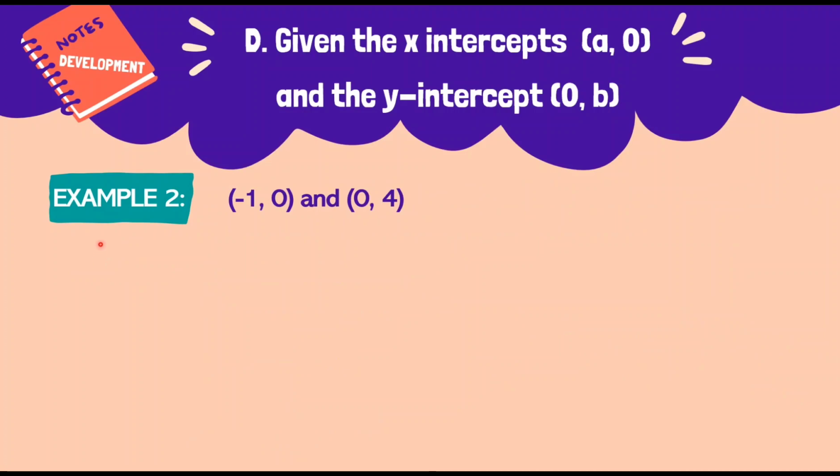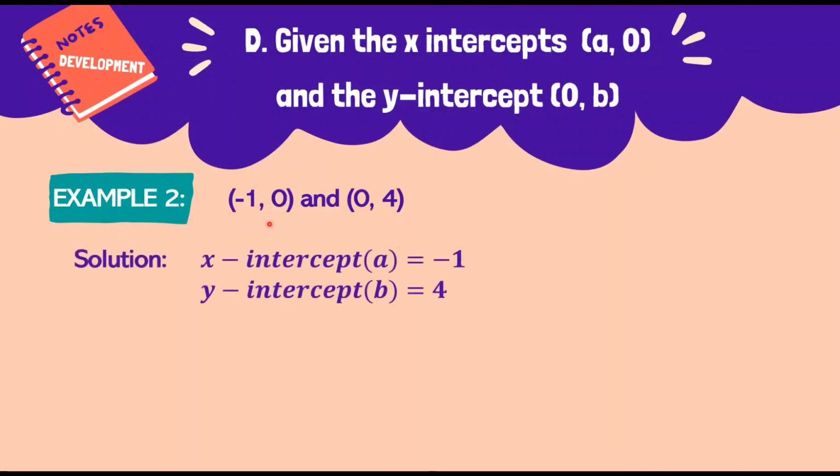Okay, for our last example, so as you can see, meron na tayo ditong binigay na 2 points. What we are going to do is to identify alin ba ang A at alin ba ang B. So as you can see dito sa ating format, dito sa ating title, we have given the x-intercept A and 0 and our y-intercept 0 and B. So syempre, our A is negative 1, ito yon, and then our B is positive 4.